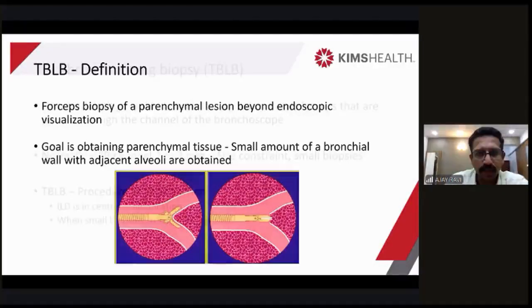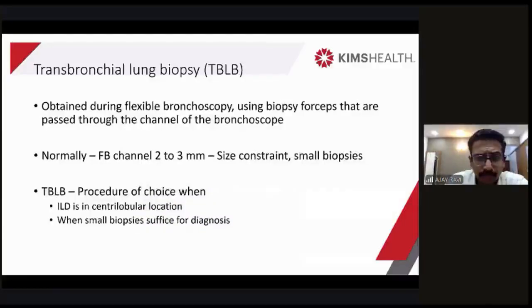So in which cases can you do it? It is flexible bronchoscopy, but only flexible forceps which can go through the working channel. The maximum working channel nowadays is up to 3 mm. Usually all scopes have a 2.8 working channel. So you get small biopsies.